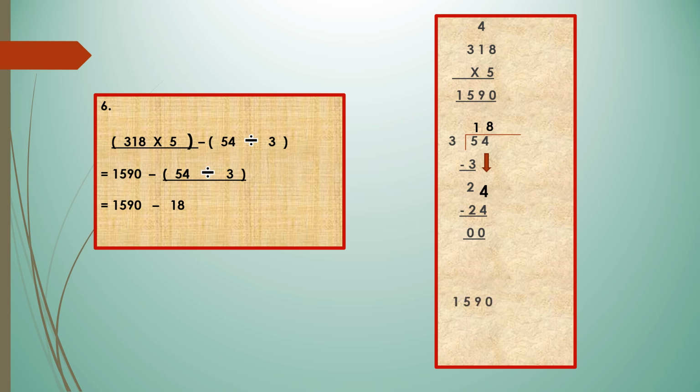So again in my rough column, I find the difference of 1590 minus 18. As you can see, 0 has to be there. I have to subtract 8 from 0, which is not possible. So I go to the tens digit and I borrow from there. So it becomes 1572 after subtracting the two numbers. So my final answer becomes 1572.